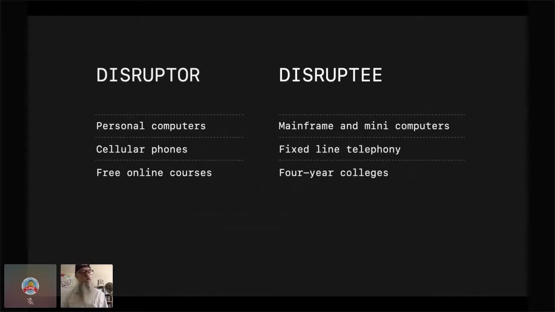So this dichotomy involves a disruptor and a disruptee. These are a few examples I want to go over. Personal computers have disrupted the mainframe. Cellular phones have disrupted fixed line telephony. Last week, my folks actually just finally got rid of their home phone, and they're completely reliant on mobile phones now. They're in their mid to late 60s. That's becoming more and more popular. There are a lot of mobile-first nations out there that primarily only use cell phones. Free online courses have disrupted four-year colleges.